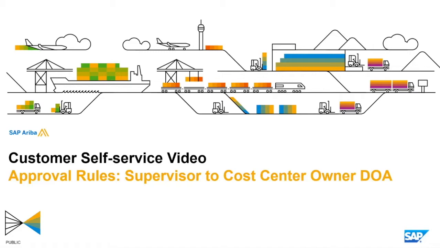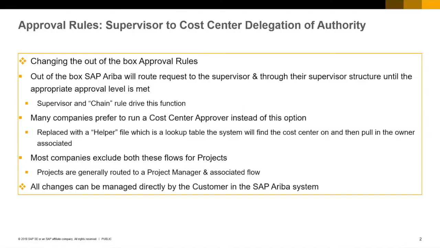Today we're going to talk about approval rules, specifically migrating our out-of-the-box supervisor approval rule to a cost center owner approval rule. Out of the box, we route requests to the supervisor and then up the chain of command, as it would be, to their supervisors until we reach someone with the correct delegation of authority or approval limit. A standard supervisor rule and chain rule associated with that supervisor rule drive that functionality.